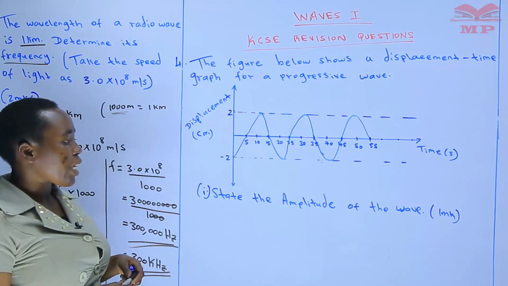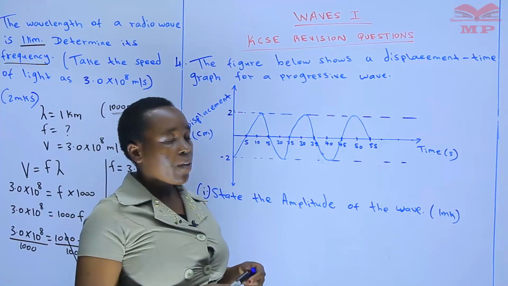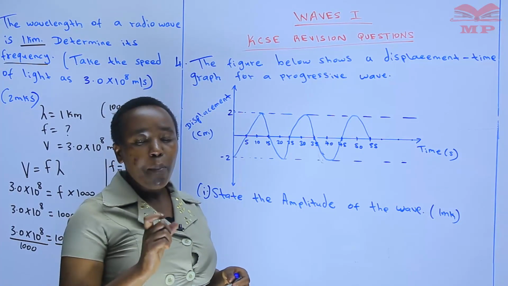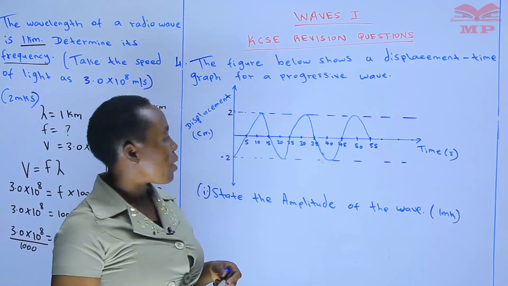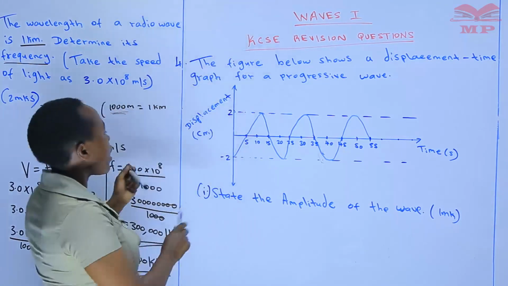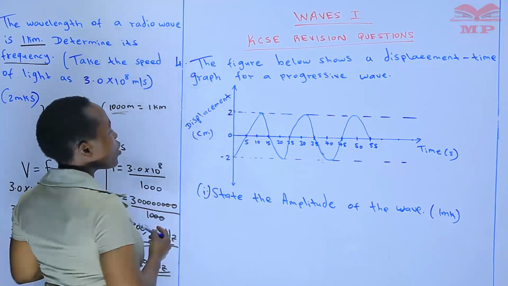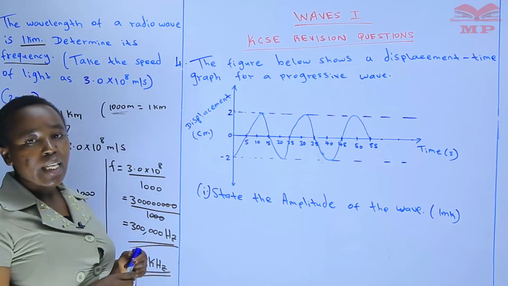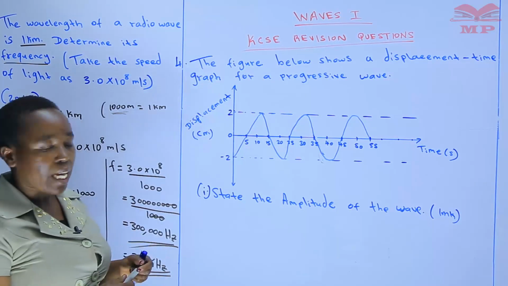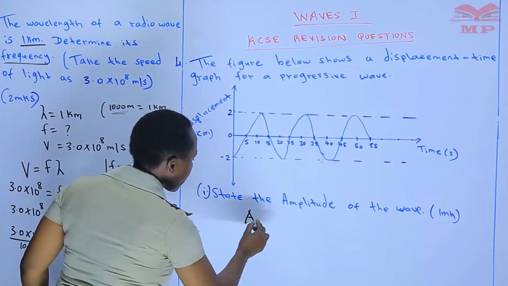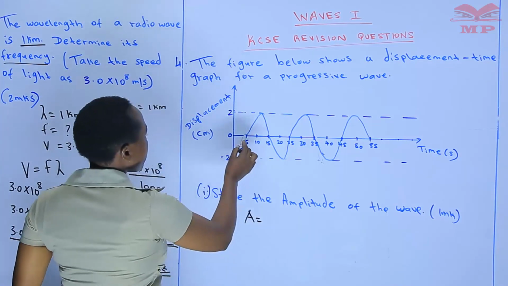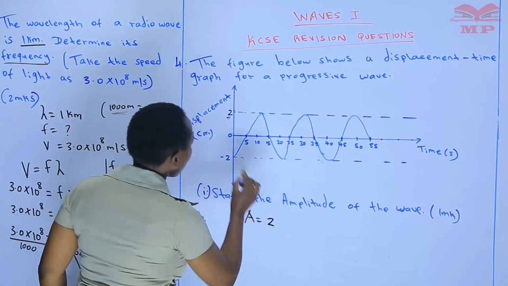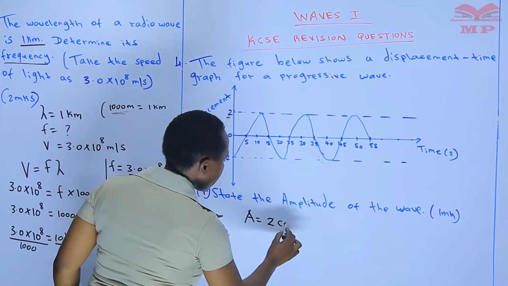So we are told to state the amplitude of the wave. The first thing we need to ask ourselves, what is amplitude? We say that amplitude is the maximum displacement from the mean position, and our mean position is this point here. Remember the SI unit for amplitude is meters. From this we can see clearly that the maximum displacement on either side is 2. So our amplitude is 2 and the units are centimeters.